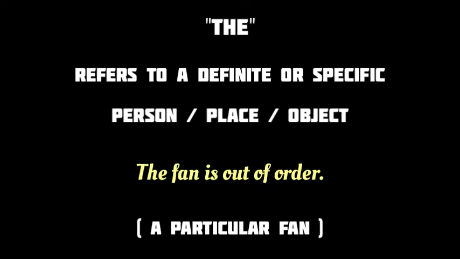For example, "The fan is out of order." Here we are referring to a particular fan. We are pointing out a specific fan that is out of order. So we understand that the article "the" is placed before a definite noun representing a particular person, place or thing, so it's called the definite article.